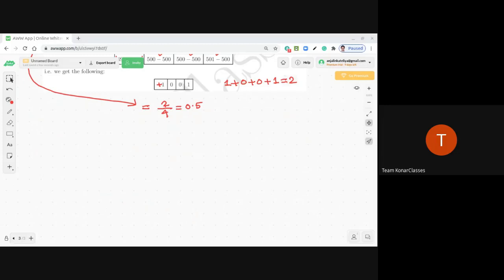Mean deviation may be obtained from the measure of central tendency. However, mean deviation from mean and median are commonly used in statistical studies. So what I'm saying, dear students, let me repeat. Mean deviation may be obtained from any measure of central tendency. However, mean deviation from mean and median, that is the central value, are commonly used in statistical studies.